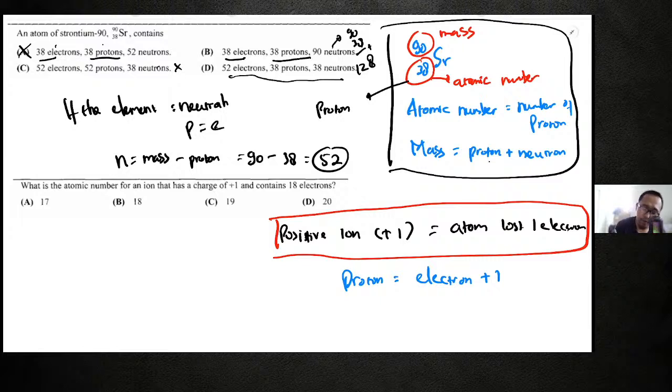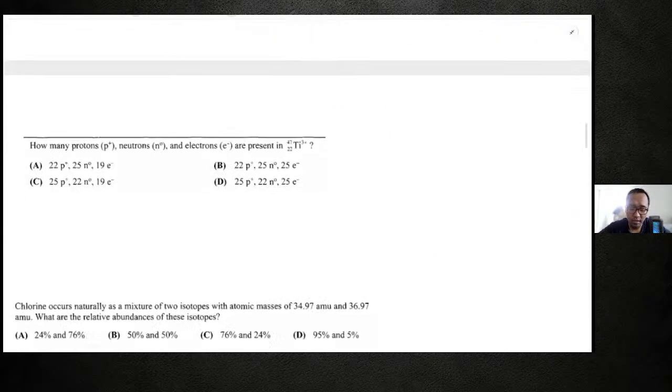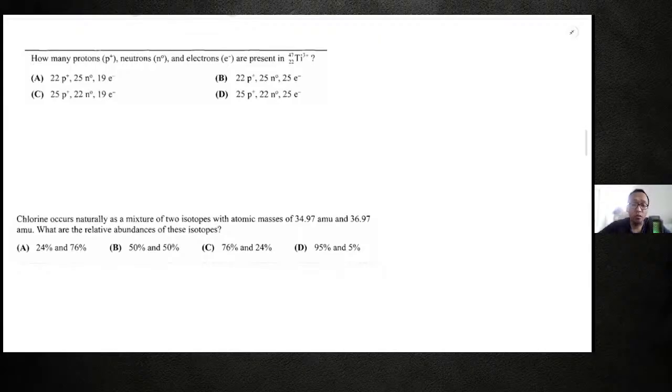Okay, so like I mentioned, it should be electron plus 1. So then the answer should be C. Okay, it should be C. All right, overall we are good right now. We can understand one by one how to solve this problem.